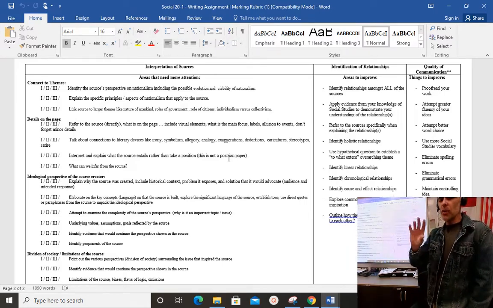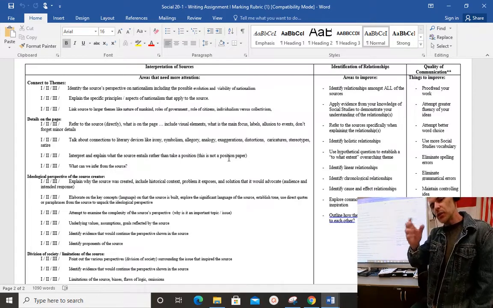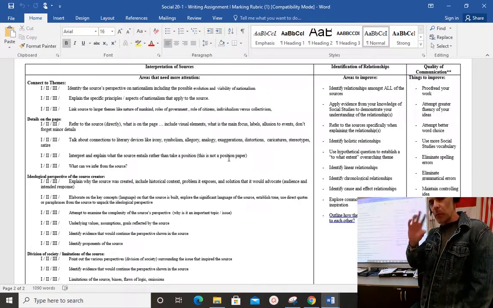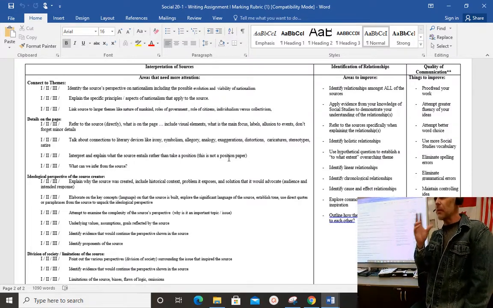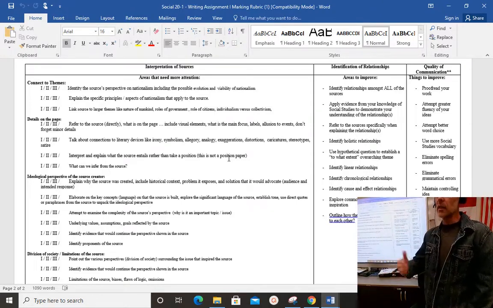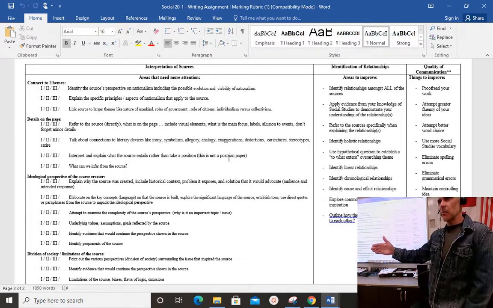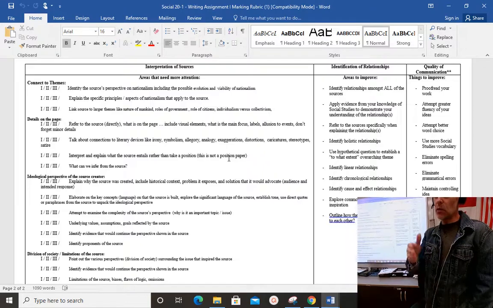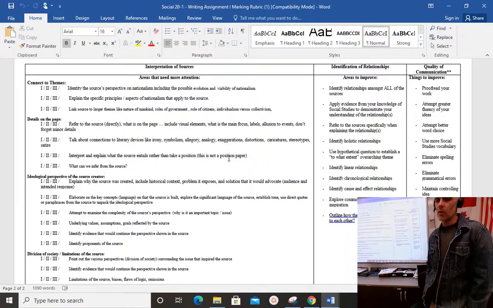After you connect to a theme, how did you get to the theme? Well, you're looking at details on the page, but before you move on, we want to make sure that you don't skip any of the details there. So refer to the source directly. What's on the page? Are there some visual elements that are key? Symbolism, personification. Is it a satire? Is there any irony? Is there an allusion to a specific event? If there's labels, talk about them. Talk about connections to other distortions or characters or stereotypes like we have with the second source.